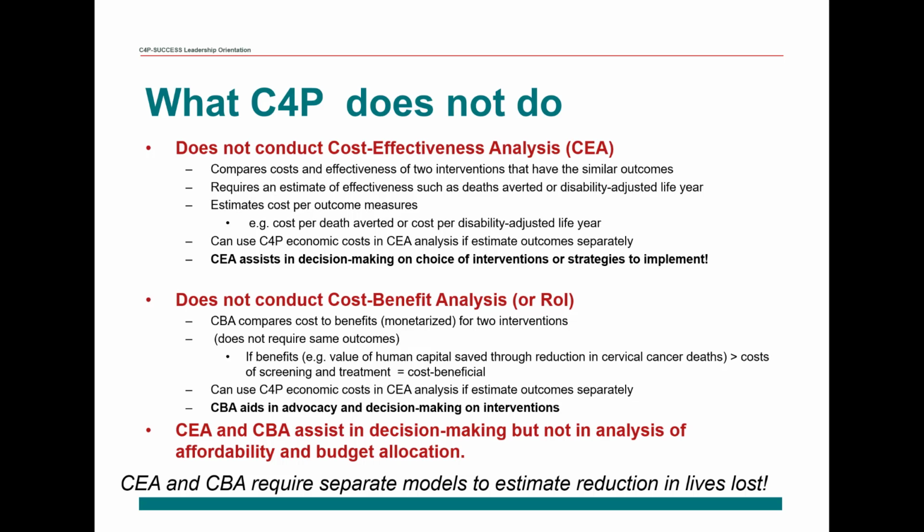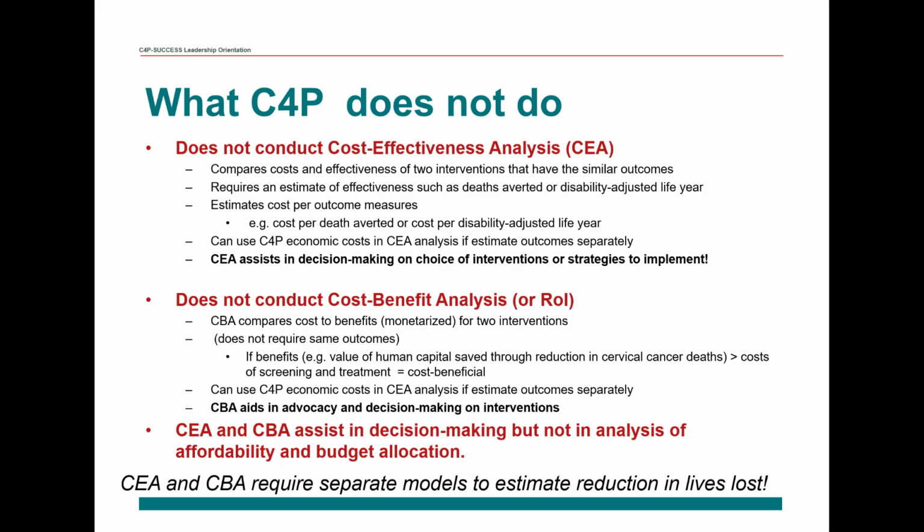However, it also does not provide analysis of affordability and budget allocation, such as you would get from the C4P. So CEA and CBA do assist in decision-making, but not an analysis of affordability of budget allocation. They also require separate models to estimate the reduction in lives lost or the monetarized benefits.